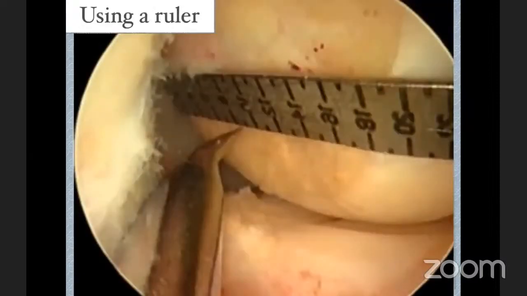Now, this is a method using the ruler. We used to do this before. So the ruler was passed, you are viewing through the anteromedial portal. I'm again repeating this. You are viewing through the anteromedial portal. Your awl is coming in through the accessory anteromedial portal, and the ruler comes in from the anterolateral portal. Okay, so this is how it's done.